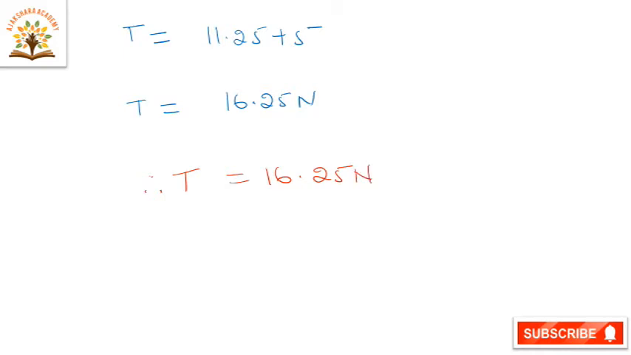Now 90 by 8 is 11.25, plus 5. So T is equal to 16.25 newtons. This is the final answer. Therefore the tension in the string is equal to 16.25 newtons. Okay, next we will go to the next question.